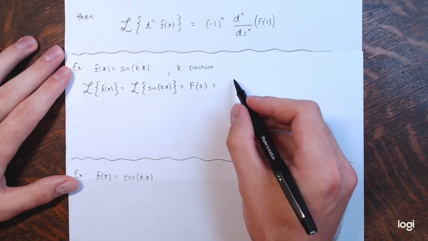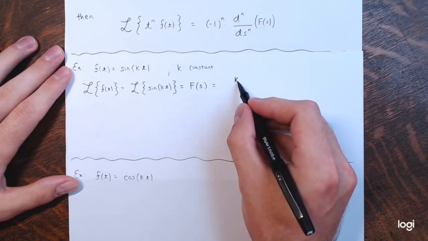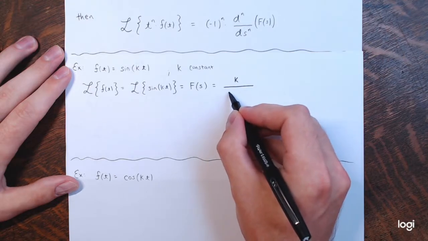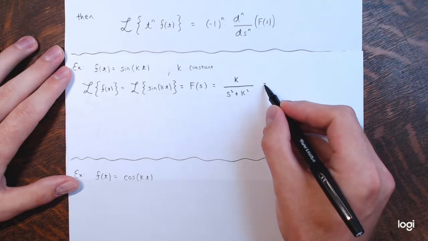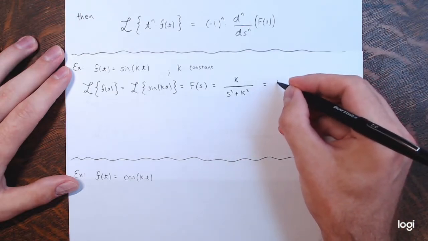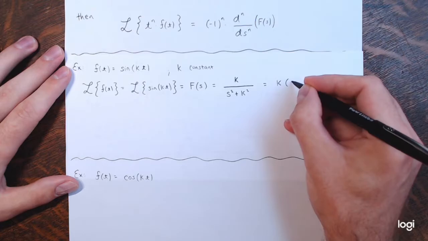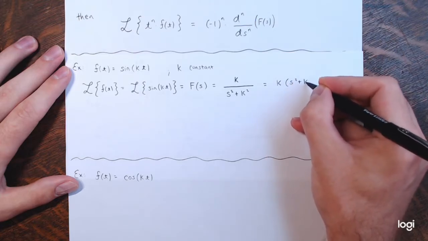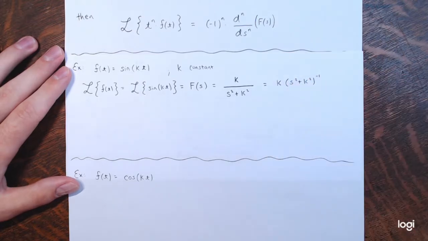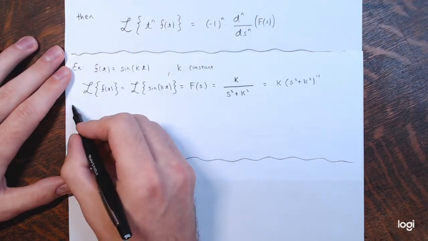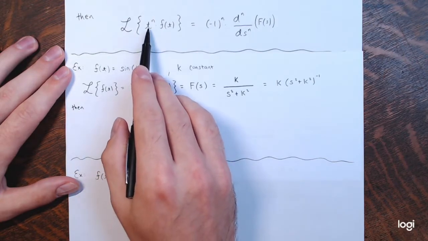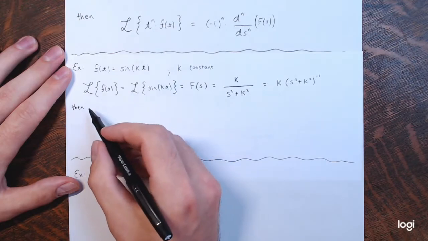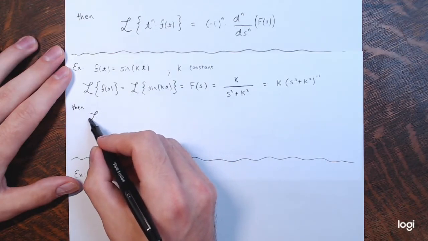Remember, for sine of kt, the Laplace transform was k divided by s squared plus k squared, right? Or if you'd like to make the derivatives maybe a little easier, k times the quantity s squared plus k squared to the negative first power. Same thing. So then, following the rule, we could multiply the sine of kt by some whole number power of t and pretty easily figure out the Laplace transform, right?